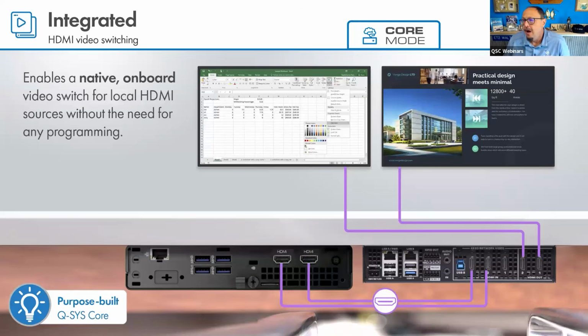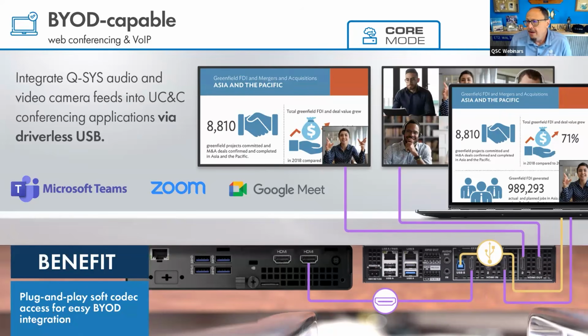There we go. It does enable native onboard video switch for local HDMI. So like they're showing here, a Teams room plugged in and then going out to 2 different displays. And then you can integrate well with plug and play soft codec. So if you need a laptop, you want to come in and do a BYOD, we're agnostic, whether it's Zoom, Teams, Google Meet, whatever the case may be, compatible across the board there.